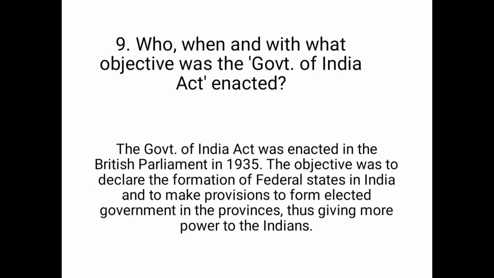Next question. Who, when and with what objective was the Government of India Act enacted? The Government of India Act was enacted in the British Parliament in 1935. The objective was to declare the formation of a federal state in India and to make provisions to form elected governments in the provinces, thus giving more power to Indians.